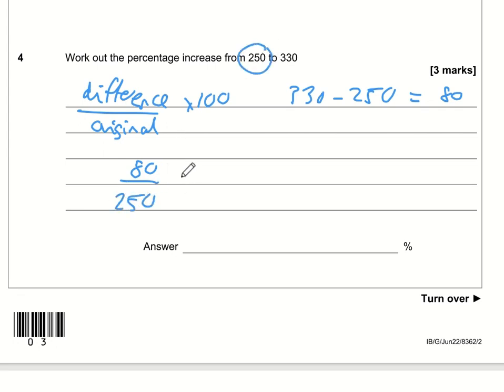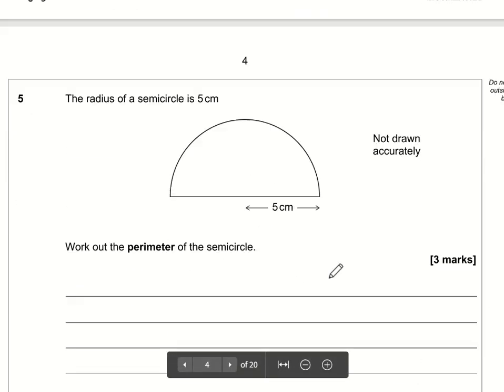So 80 divided by 250 multiplied by 100. Just type that into the calculator and you should get an answer of 32. So that is a 32% increase.